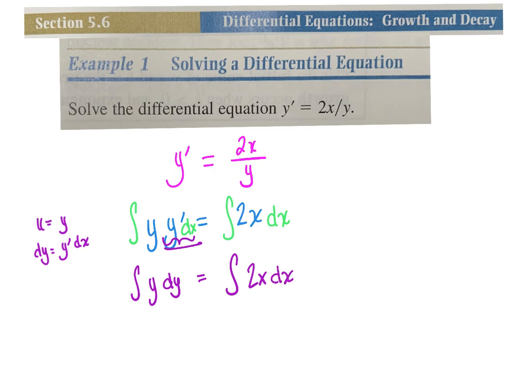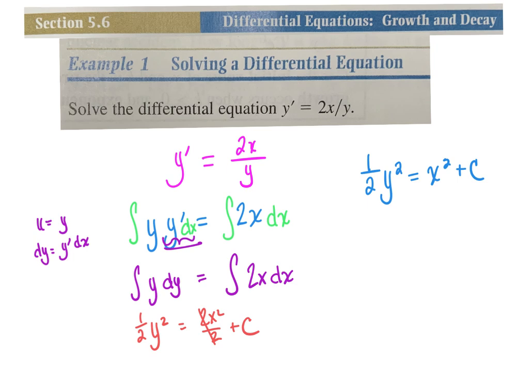And so when you integrate y, you do just like you would for integrating x. You're going to add 1 to the exponent and divide by my new exponent. So it's going to be y squared divided by 2. Over here, we're going to have 2x squared, right, divided by 2 and plus c. And of course, that's going to cancel. So then I have my 1/2 y squared equals my x squared plus c.